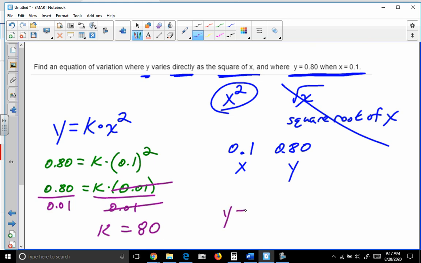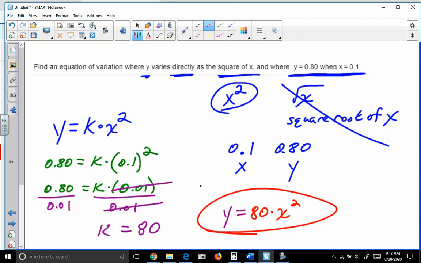So our relation is that y equals k times x squared, and k is 80. So y equals 80 times x squared. So we found k. Now that we found k, plug it in, so that's our equation. On this one, they don't give us another x to find out what y goes with it. They just want us to come up with the relationship. Here's a point. We know how they're related, so we can find our constant of proportionality in order to get our equation.